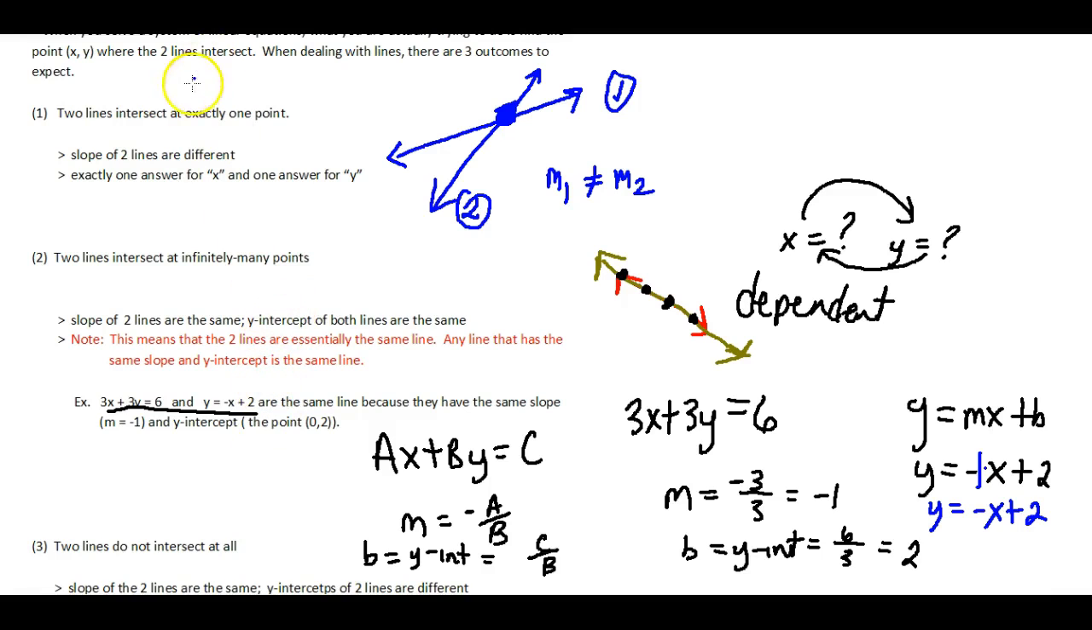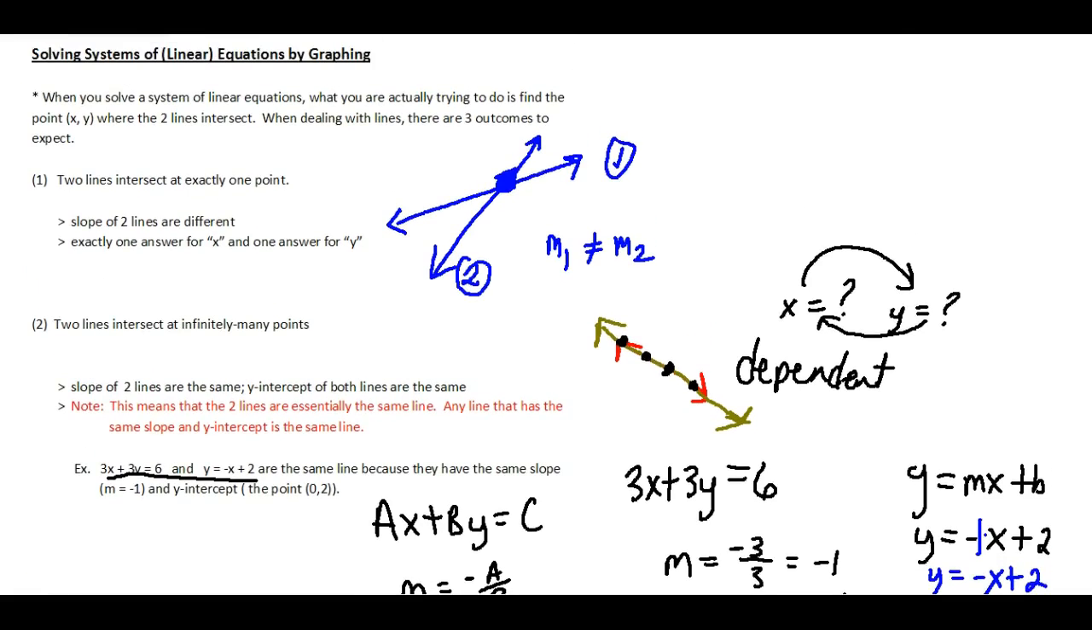So to recap here, whenever we solve a system of linear equations, we're expecting 3 different outcomes, or 3 different types of solutions. The first type is the 2 lines intersect at exactly one point, and we know that that happens because the slope is different for each line. Second choice, which we just got through going over, is that the 2 lines intersect at infinitely many points, meaning that both lines that we're looking at are exactly the same line, they're just written in a different way.